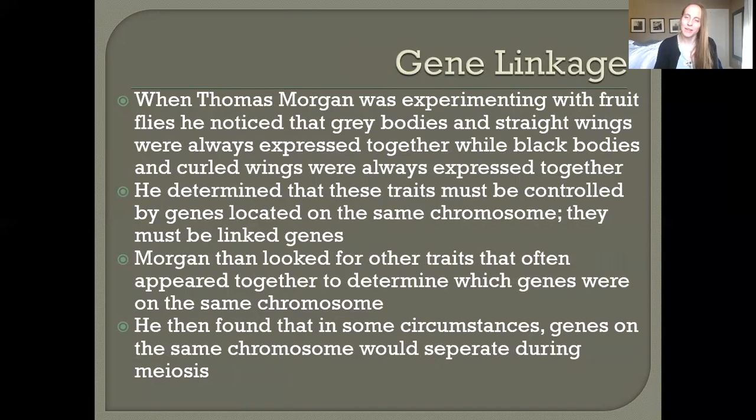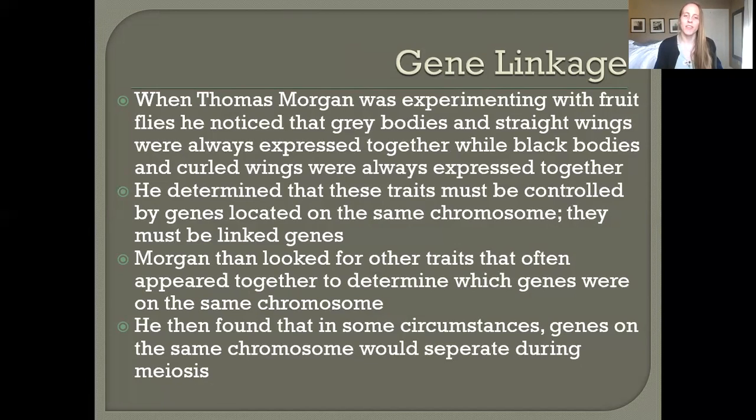When Thomas Morgan was experimenting with his fruit flies, he noticed that gray bodies and straight wings were expressed together, and black bodies and curled wings were expressed together. So he determined based on that the traits for body color and for wing shape must be on the same chromosome. Those genes must be linked.